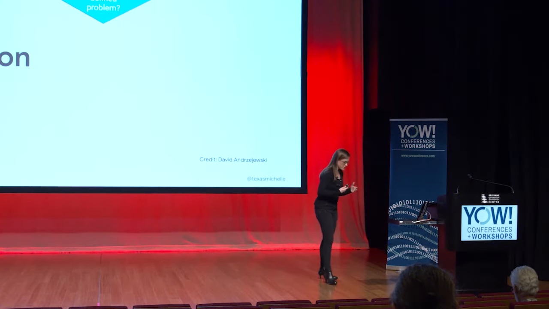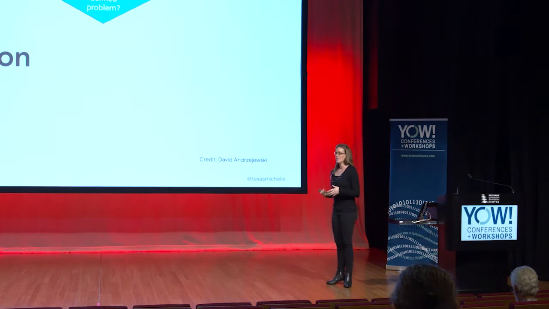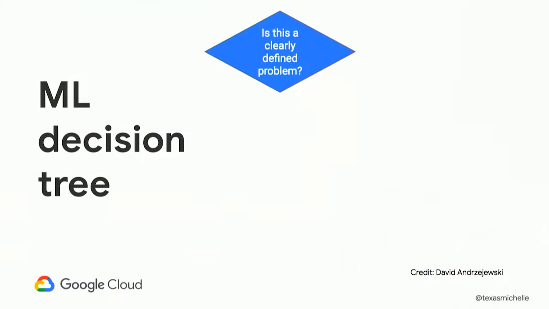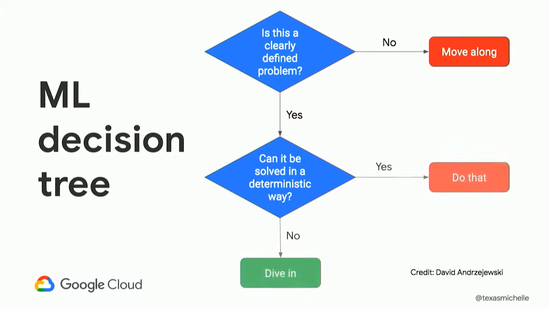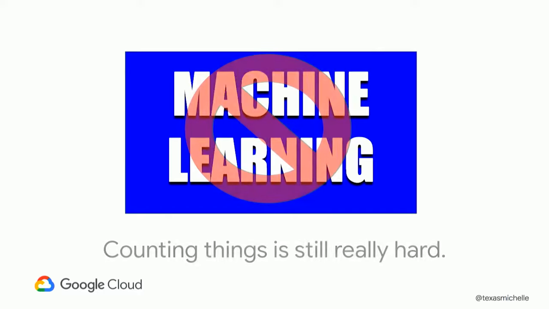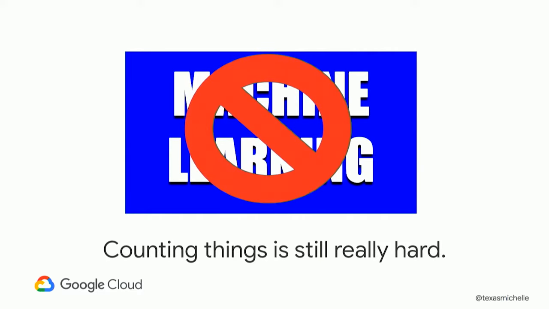So, requisite disclaimer slide. Before you start any machine learning project, there are two questions that you should ask yourself. Number one, do you have a very clearly defined problem? And number two, is there any way that it can be solved in a deterministic way? Because if there is, that's what you should do. Machine learning is not always the answer, despite what you may have heard on the internet. And if my decade as a data engineer taught me anything, it's that counting things is still really hard.